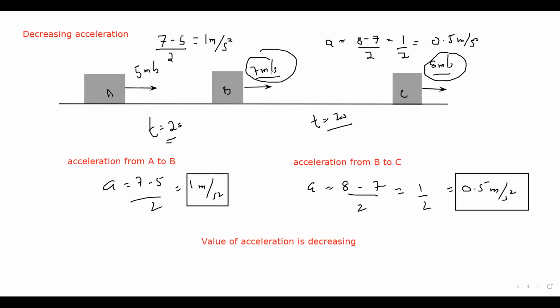Changing velocity from 7 to 8, what is the change? It's only 1. But from A to B, initially the velocity was 5 and then it is 7. So what is the change in the velocity? That's 2. So greater change from A to B, that means greater acceleration from A to B. Smaller change from B to C, that's why smaller acceleration from B to C. It is accelerating, but it is having a smaller acceleration or smaller change. Is it clear? Yes, sir.